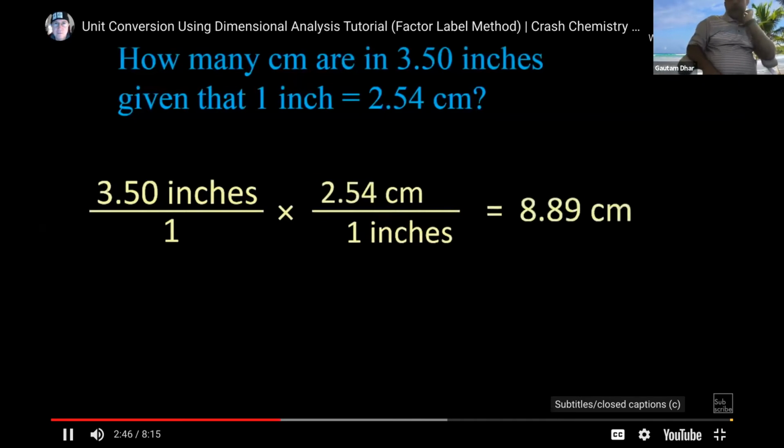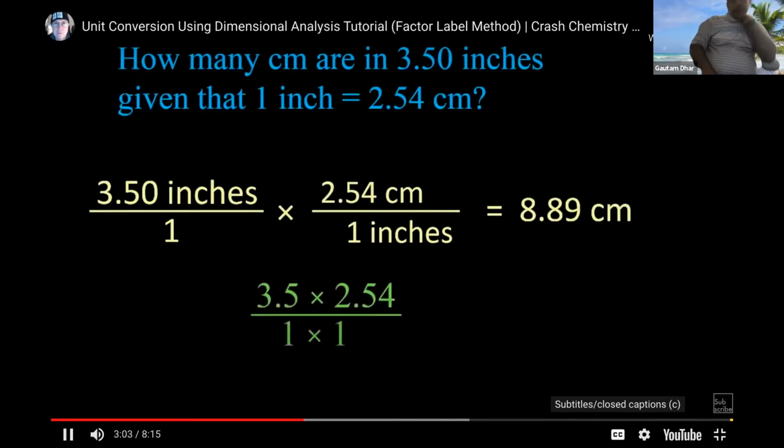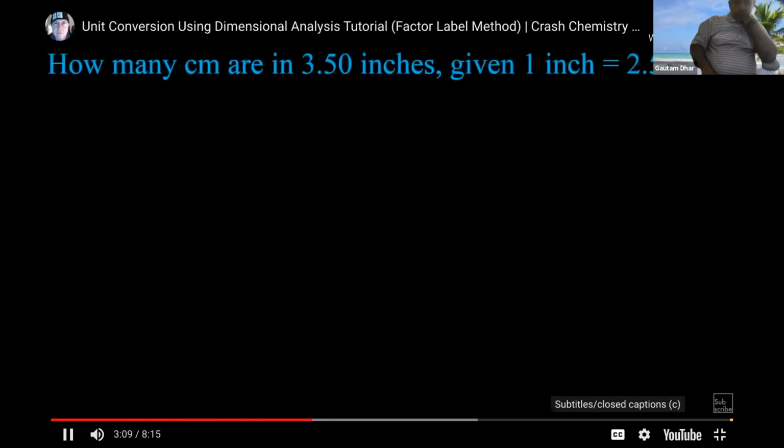Setting up the conversion factor correctly is the essential part of dimensional analysis, which we will get to in a moment in more detail. So this gives us a generic setup for dimensional analysis. Unit given times the conversion factor, unit wanted over unit given. Mathematically, we multiply what's on top and divide by what's on bottom. Let's go back and review each step.